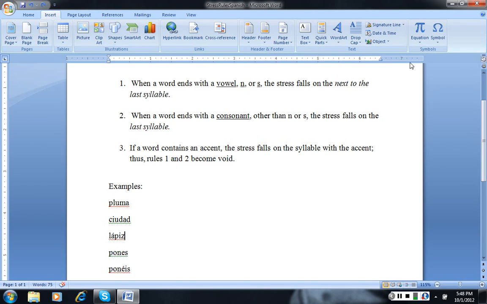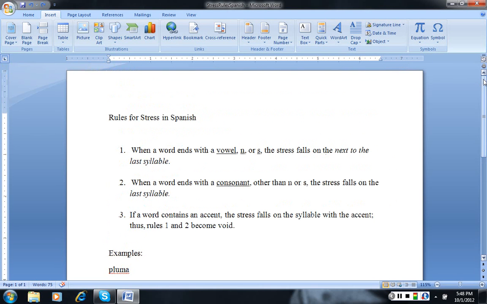Okay, so that's how syllables work. If you can get the syllables together, you're well on your way to really correctly pronouncing every single word that you ever see. Hopefully this helps.